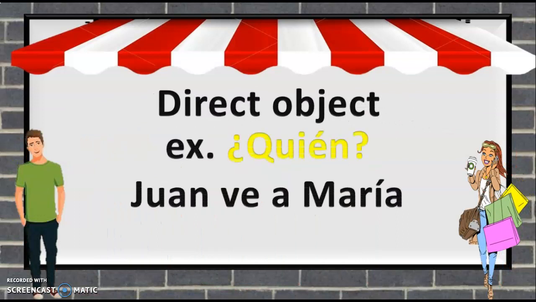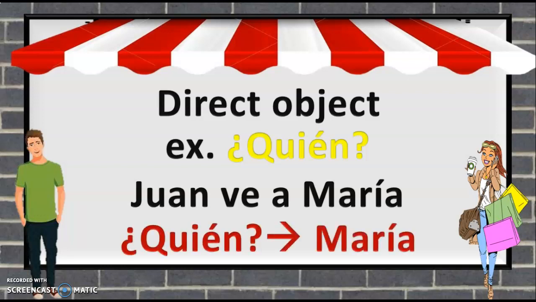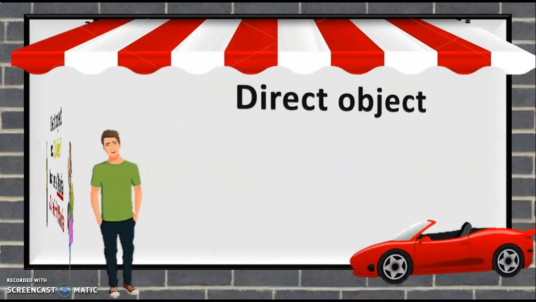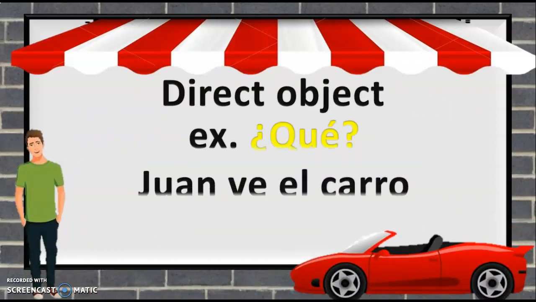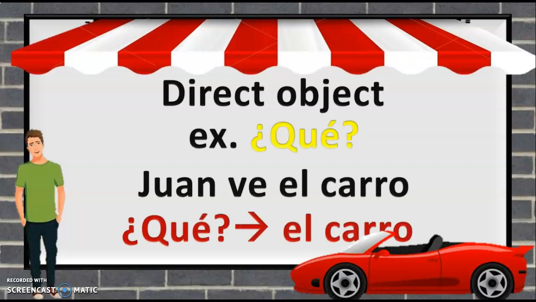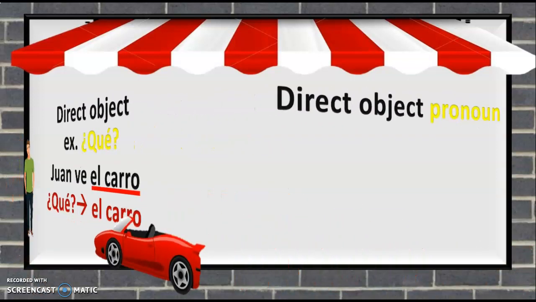Now let's look at this in Spanish. Who in Spanish is quién. So Juan ve a María. ¿Quién ve a María? So María is the object of this sentence. Juan ve el carro. ¿Qué ve? Ve el carro. So el carro is the object of the sentence.